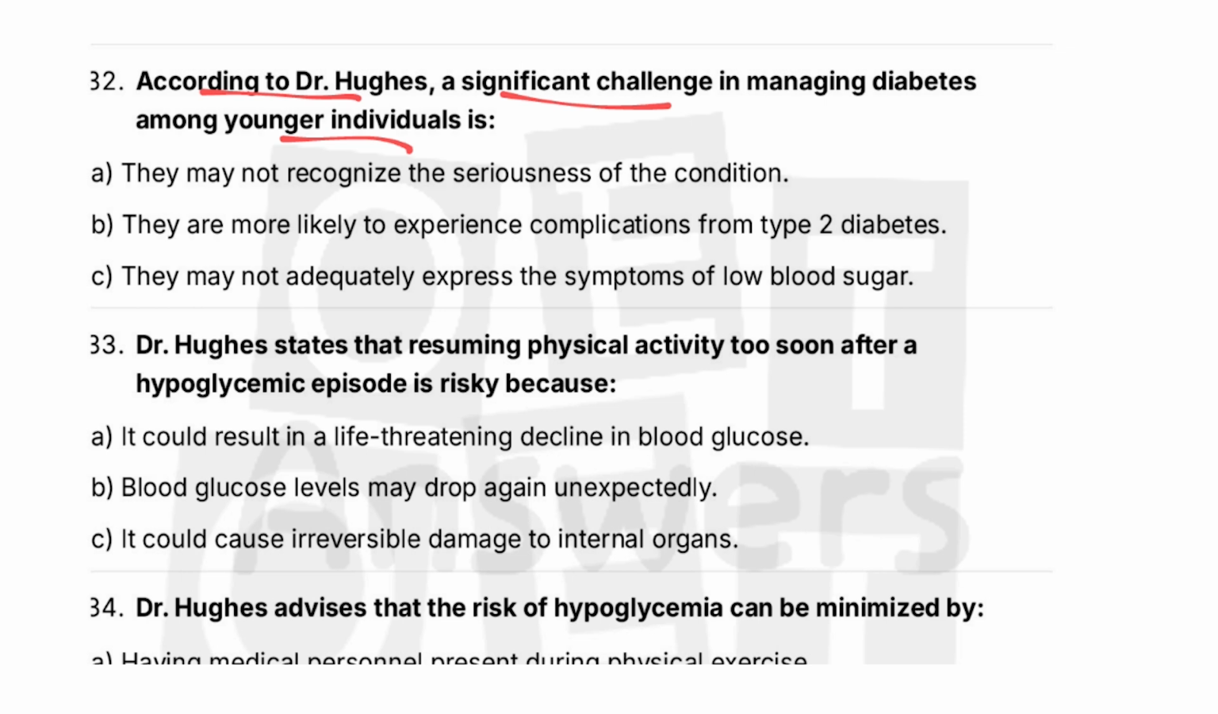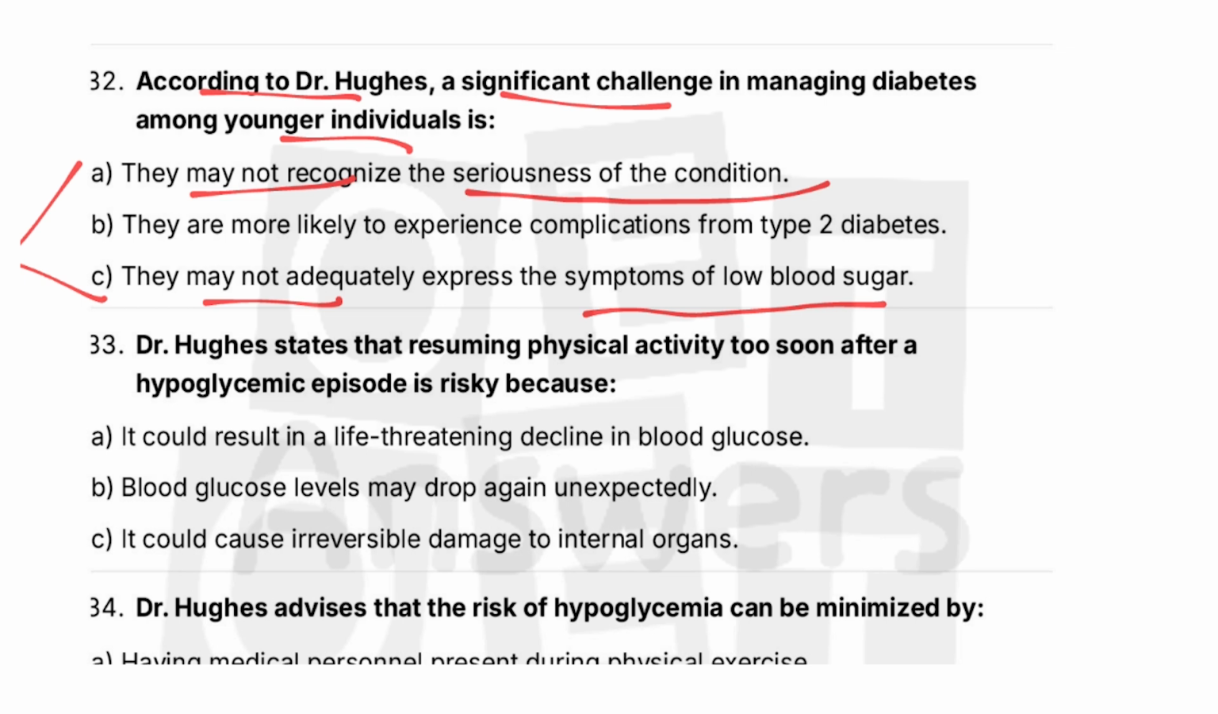Go to the second step, scan the answer options. They may not recognize the seriousness of the condition. They are more likely to experience complications from type 2 diabetes. They may not adequately... So two negative statements, A and C, are most similar. They may not recognize, and they may not adequately express the symptoms of low blood sugar; may not recognize the seriousness of the condition. So probably both are the same.